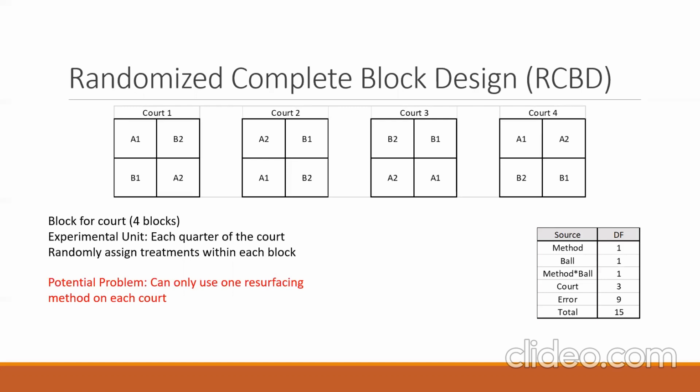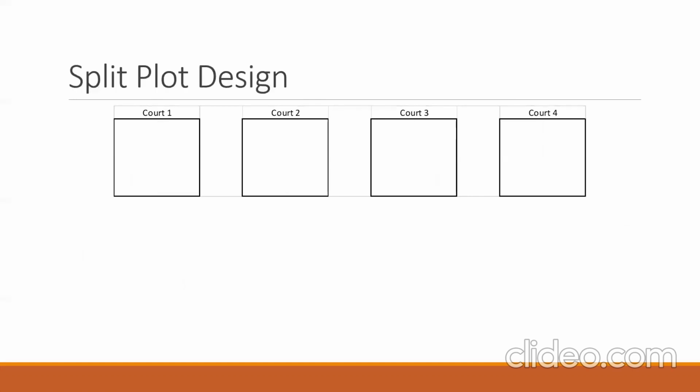But again, we might have another problem, and this is more of a practical constraint: we might only be able to use each resurfacing method once on each court, meaning that we can't resurface 1 quarter of the court with 1 method and then another quarter of the court with another method, etc. That's probably just not practical in terms of the resurfacing process. So that's when our split plot design comes into play, in this type of situation where we have 1 factor that is hard or infeasible to vary. So let's talk about how we could use split plot design in this situation.